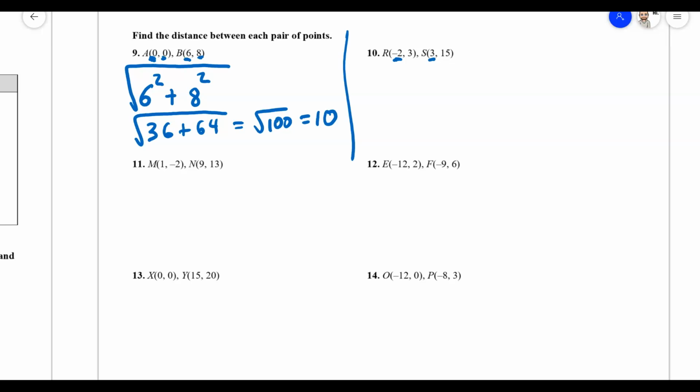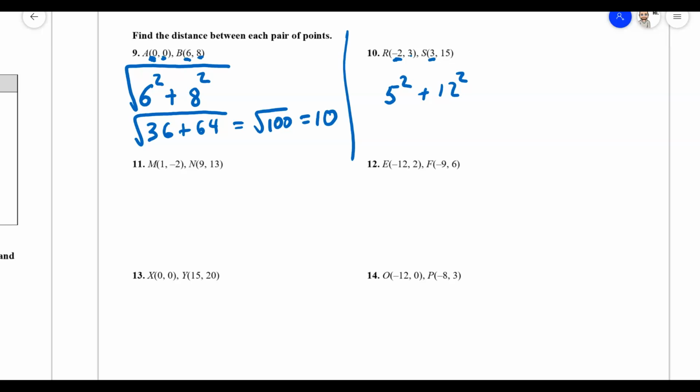We're going from -2 to 3, just like we did on the number line previously. How far is it from negative 2 to 3? It's 5, but we have to square it. This is Pythagorean theorem now. How far is it from 3 to 15? That's 12, but we have to square it.